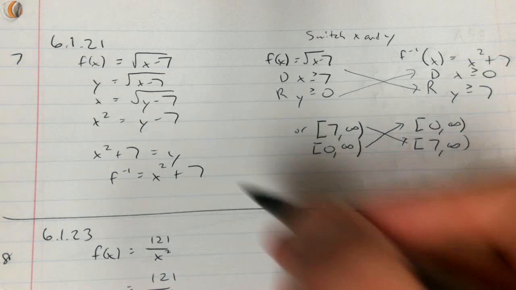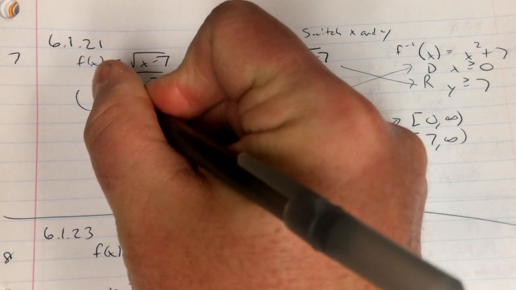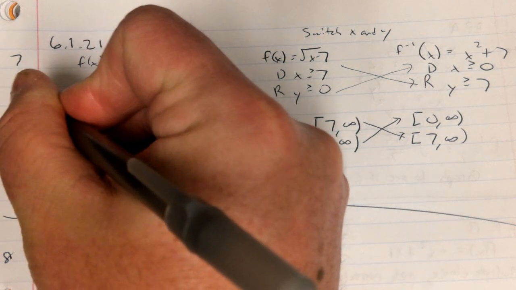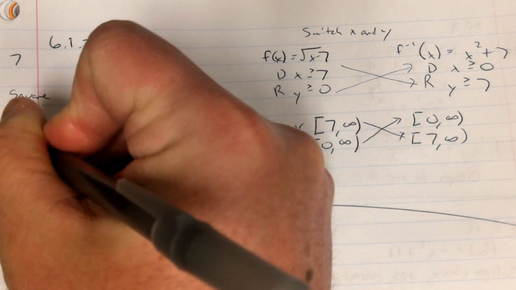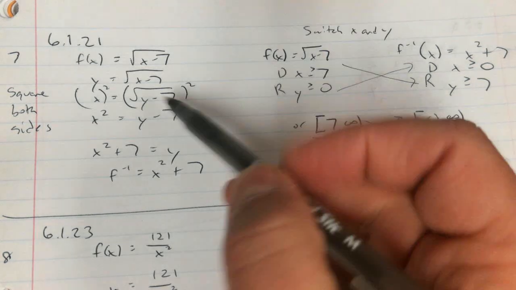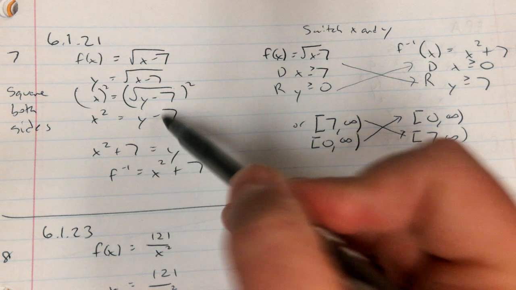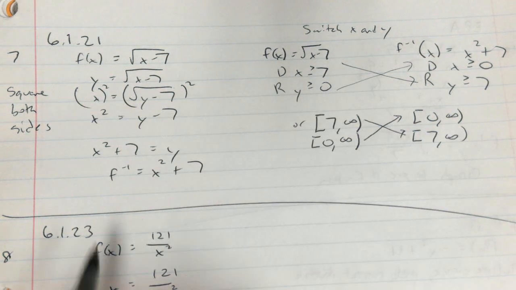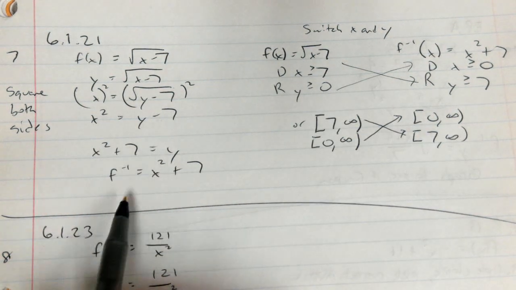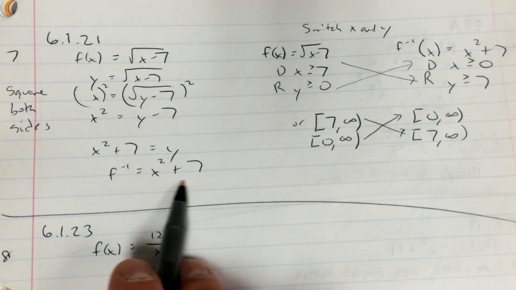So basically what we're doing is we're doing this to both sides. Square both sides. And so when you square both sides, your square root sign and your little 2 cancel out. So it's just y minus 7. Then you want to add 7, and then that's your answer. You have your inverse is x squared plus 7.